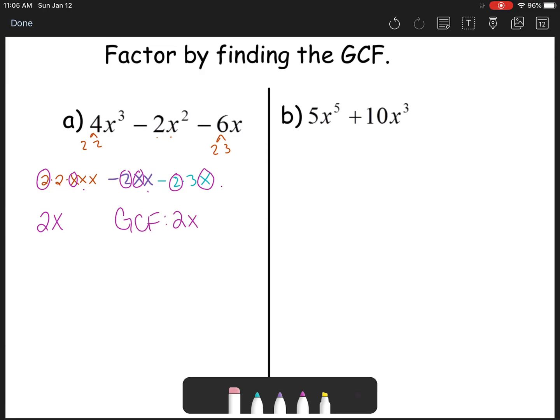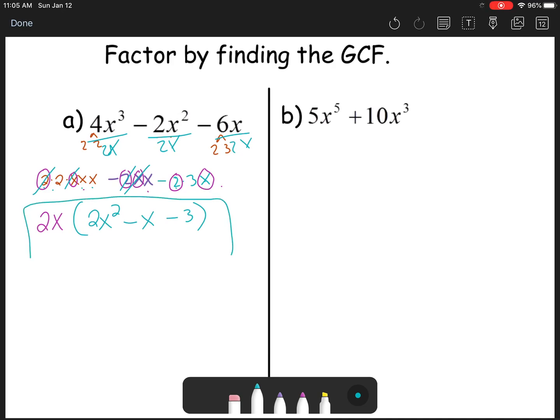And then essentially to take that out, we would divide. So we would divide and see what's left over after we take that out. Well, 4x cubed divided by 2x. Again, basically we're just dividing each time here. Or we can look at our factors. When we take 2x out, we have 2 times x left, so 2x squared. When we take 2x out of that second term, we have a negative x left. When we take 2x out of that third term, we have a negative 3 left over. So 2x times 2x squared minus x minus 3 would be our answer.